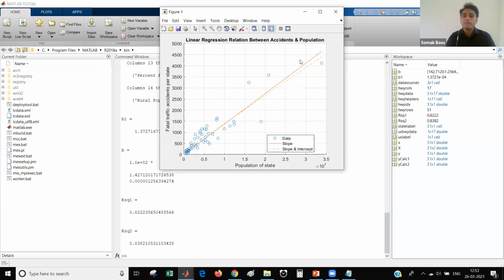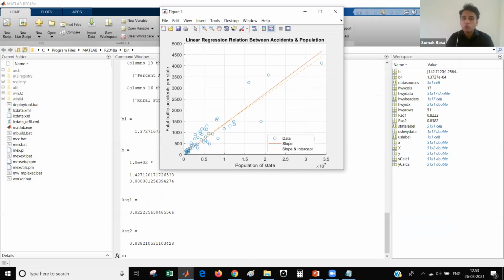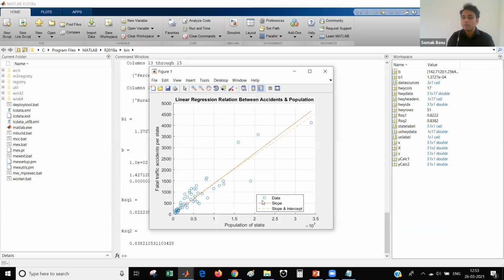So you'll see over here. Is my screen visible to everybody? Yes, sir. Okay. So can you see two graphs over here? Two overlapping graphs. So these blue dots are the data points. What is the x-axis? Population of the state. What is the y-axis? Fatal traffic accidents per state. So x-axis is the population and y-axis is the number of accidents. Can you see a common pattern? As the population increases, the number of accidents also increases.